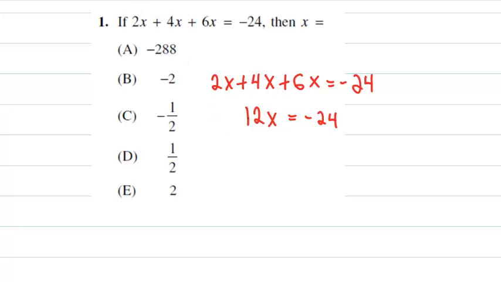To get x by itself, right now x is being multiplied by 12, so the opposite is to divide by 12. And the answer is that x equals negative 2.